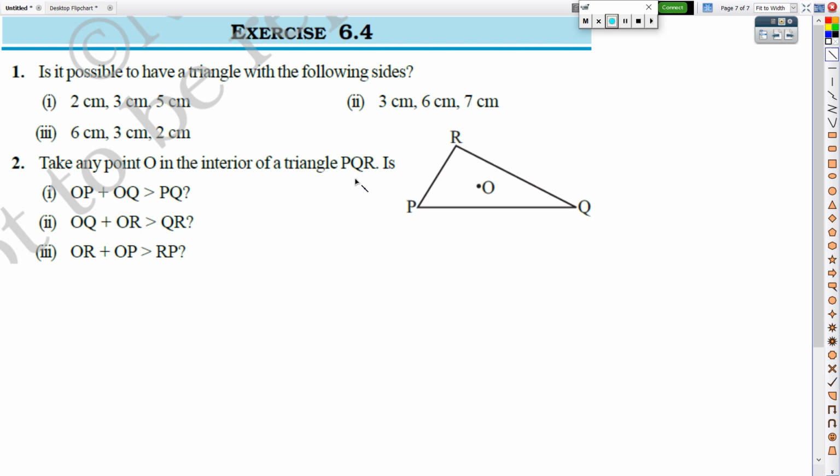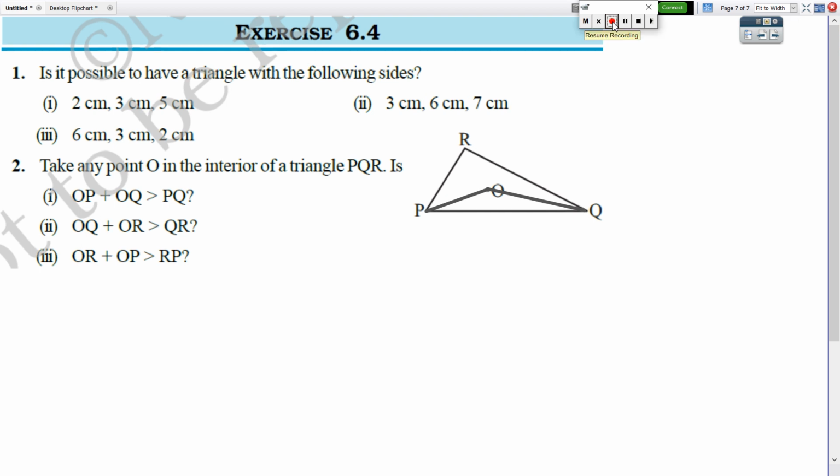Now look at the second question. Take any point O in the interior of a triangle PQR. Is OP plus OQ greater than PQ? So join OP and OQ and check whether OP plus OQ is greater than PQ. It is correct because the sum of two sides of a triangle is always greater than the third side. Similarly, check the others. The remaining questions in this exercise we will discuss in the next class.